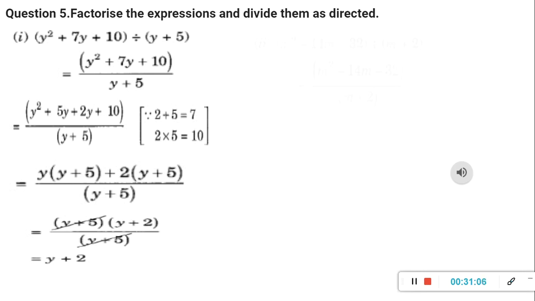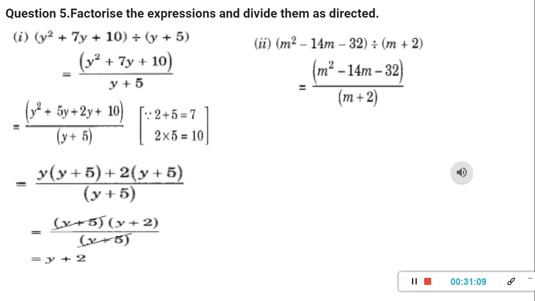Clear? Now the second question is m square minus 14m minus 32 divided by m plus 2. Here also there is no perfect square, so we have to use the fourth identity. Here also we can see what a and b are. 16 into 2 gives 32, but there is a minus sign, so one is negative and the other is positive. Subtraction is going on in the middle, but the greater number is negative, so minus 16 is a and plus 2 is b.